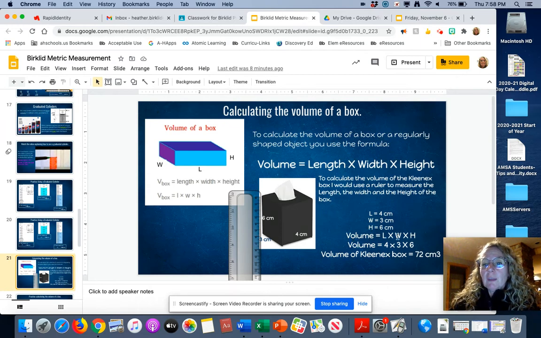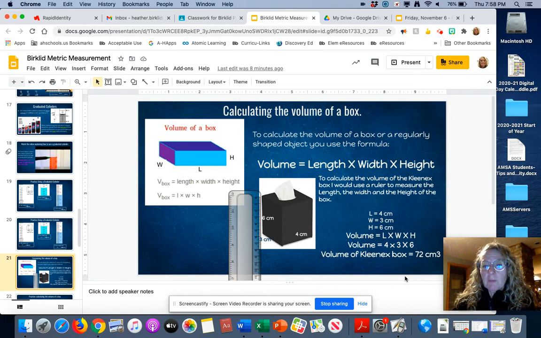So if volume is length times width times height, I'm going to take my length, which was 4, times my width, which was 3, and my height, which was 6, multiply those together, and I get 72. The common mistake here is we add instead of multiply.